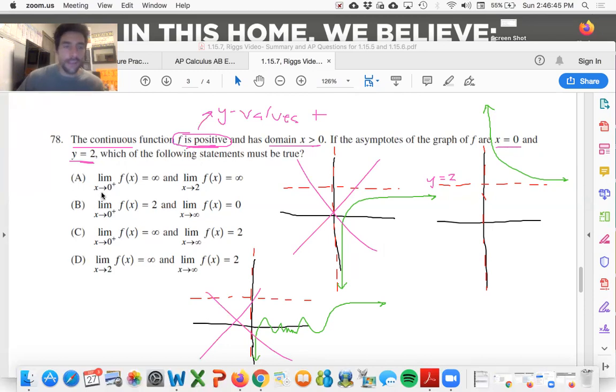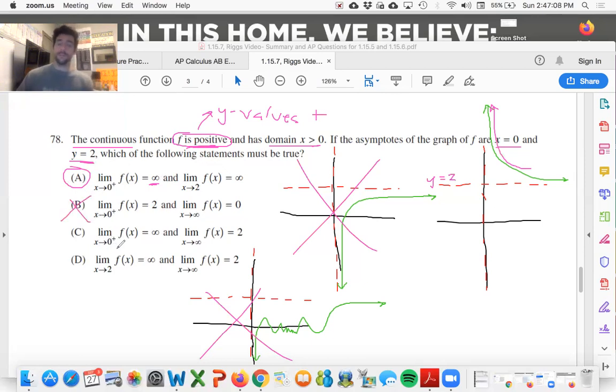Saying the limit as x approaches 0 from the right goes off to positive infinity. Well, that's true. As we get closer and closer to x is 0, it does go off to positive infinity. And then as x approaches 2 of the function f of x, it goes off to infinity. So A looks pretty good. I'm still going to look at the rest really quickly. As x goes to 0 from the right side, and now it goes off, so we can see from our graph positive infinity. So B is wrong.